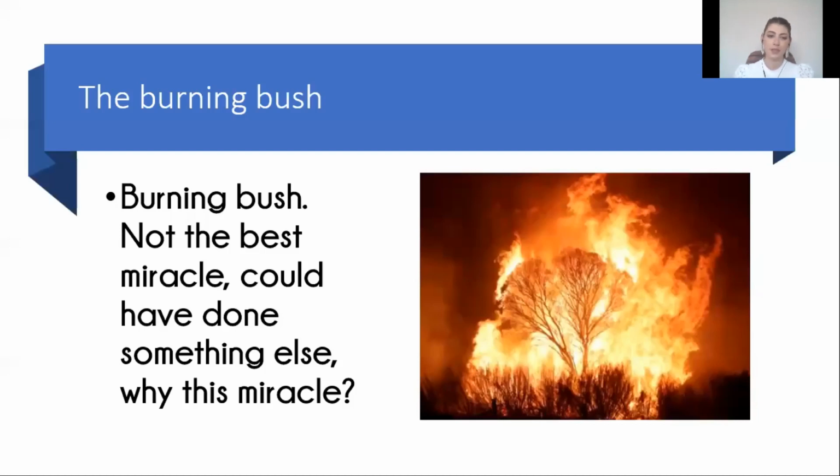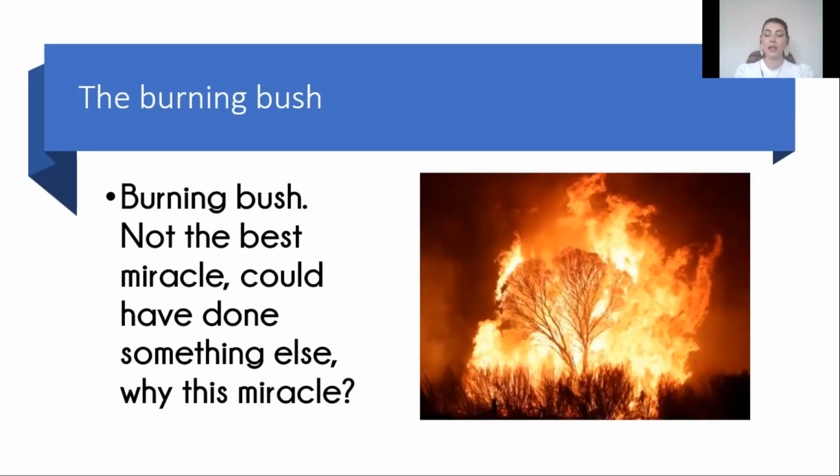Okay, so the burning bush, if you think about it, is the first miracle in Moses' story that's physical and apparent to him. And I'm not being arrogant, but the rabbis also say it's not the best of miracles that could have been performed.